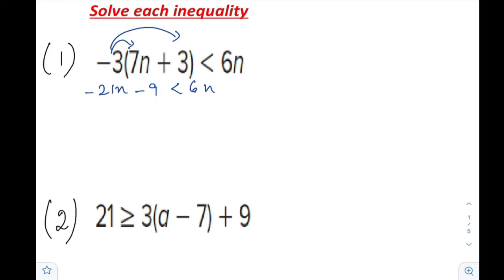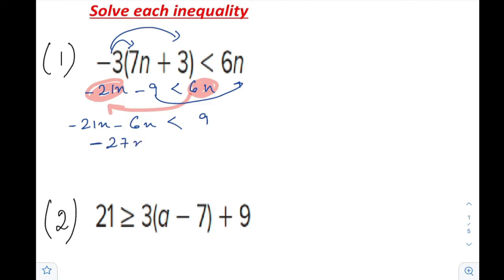Then we will combine all like terms, all the variables on one side. So we will combine the 6n with the negative 21n. Negative 21n minus 6n less than, we will take the minus 9 to the other side as we used to solve the equation, exactly like we solved equations. So this will be positive 9. Then we will have negative 21n minus 6n, which is negative 27n, less than 9.